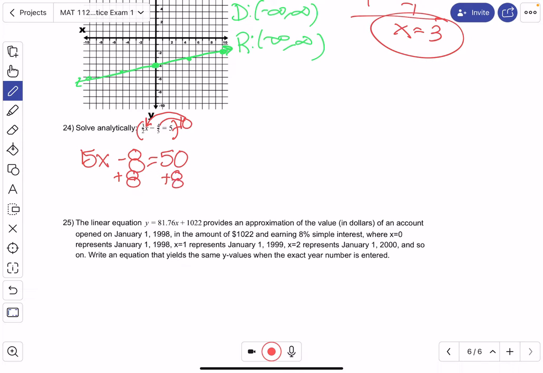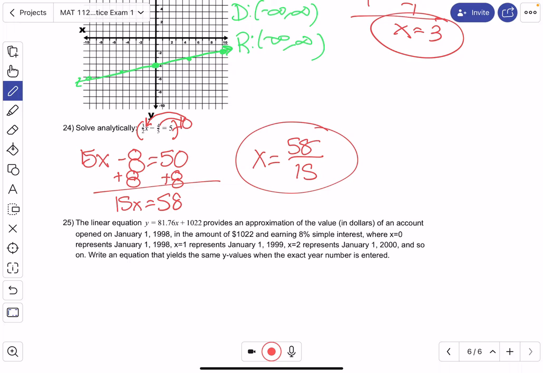So I'm going to bring the 8 over. Divide both sides by 15, and we get 58 over 15. That answer is perfectly fine because it's simplified. But if you decide to do the dividing out, don't forget to go to your hundredths place. And because it repeats, you want to show me that. So either of these answers are fine, but you need that repeat symbol to show me to get full credit.